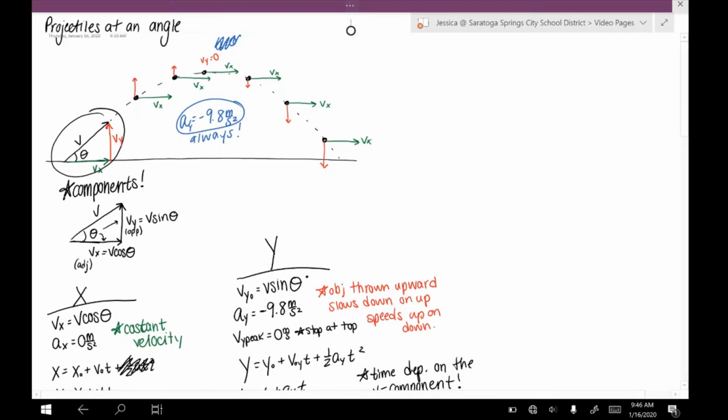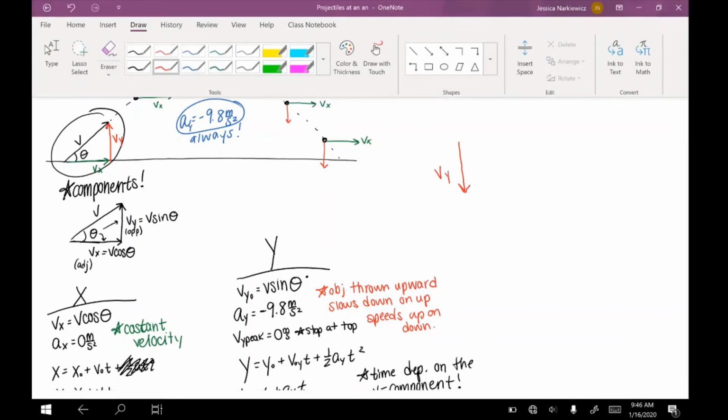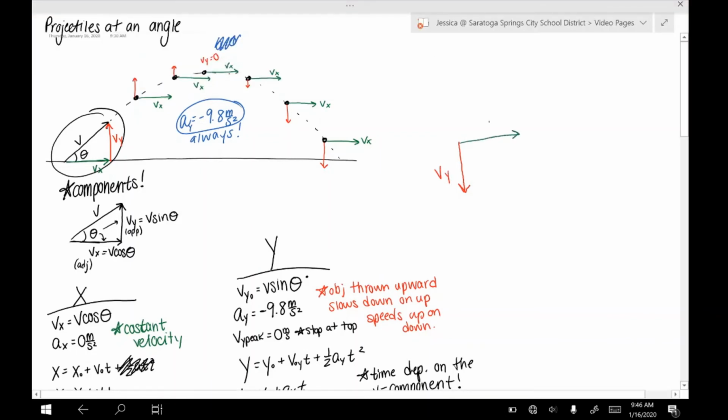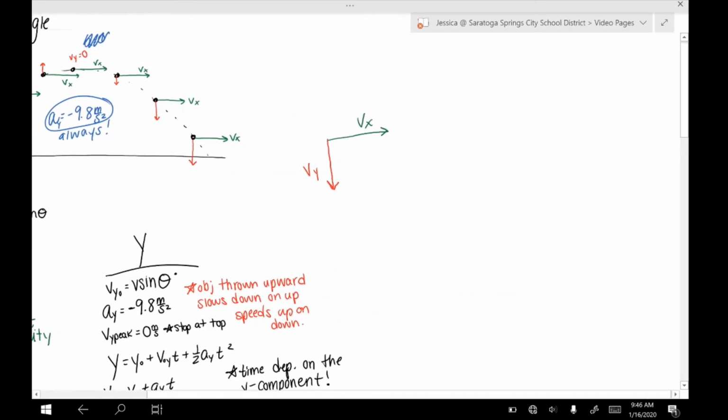So at any point in time, our velocity is made up of some y component, Vy, and an x component, Vx. Remember, if I want to find a resultant velocity or a total velocity, these two vectors need to be head to tail. So I should draw them like that. My resultant velocity would look like this, and that would be the angle with horizontal, or the angle with ground. So if I wanted to find V, I would do the Pythagorean theorem.